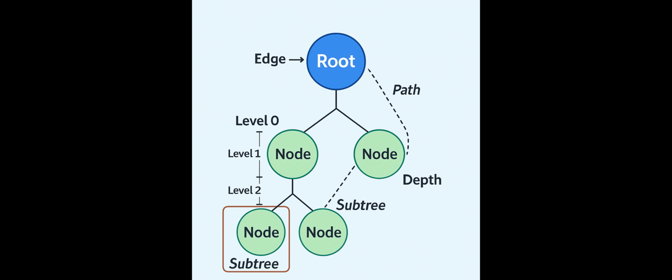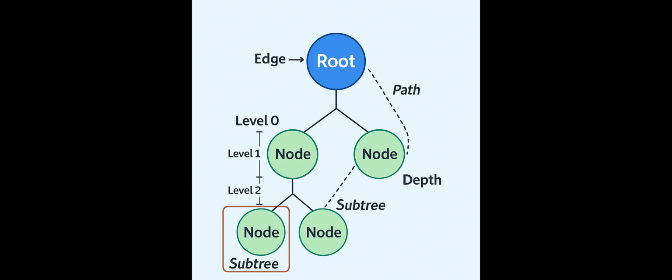Height. The height of a tree is the longest path from the root to any leaf. It tells us how deep the tree goes. The depth of a node is the number of edges from the root to that node. So yes, depth and level are often used interchangeably.